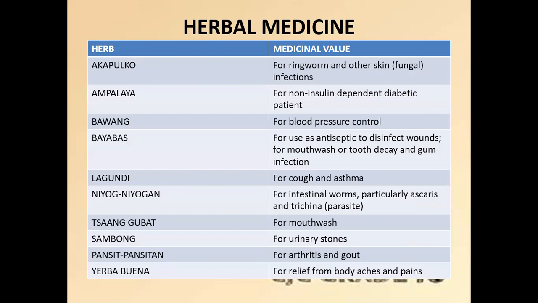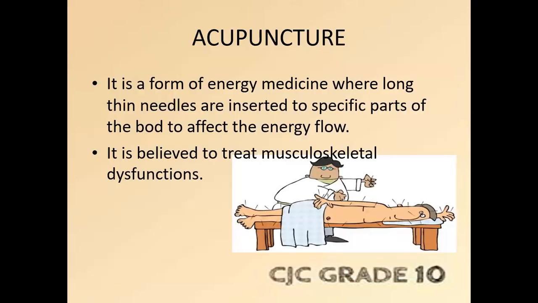We have the Acapulco for ringworm and other skin infections, Ampalaya for non-insulin dependent diabetic patients, Bawang for blood pressure control, Bayabas for use as antiseptic to disinfect wounds, for mouthwash or tooth decay and gum infection, Lagundi for cough and asthma, Niyog-niyogan for intestinal worms, particularly ascaris and trichina or the parasite, Sambong for urinary stones, Pansit-pansitan for arthritis and gout, and Yerba Buena for relief from body aches and pains. Aside from the herbal medicine, we have the alternative medicine.